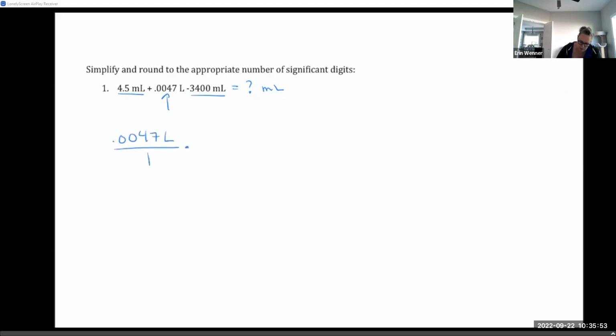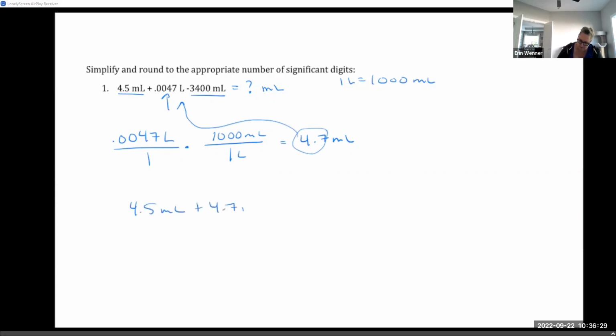And now remember, we know that 1 liter equals 1,000 milliliters. So we're going to plug this information in. We'll go 1,000 milliliters over 1 liter. So 0.0047 times 1,000 gives us 4.7 milliliters. So we will add these together, or excuse me, we want to first replace this and then we will add, right? So we really have 4.5 milliliters plus 4.7 milliliters minus 3,400 milliliters.